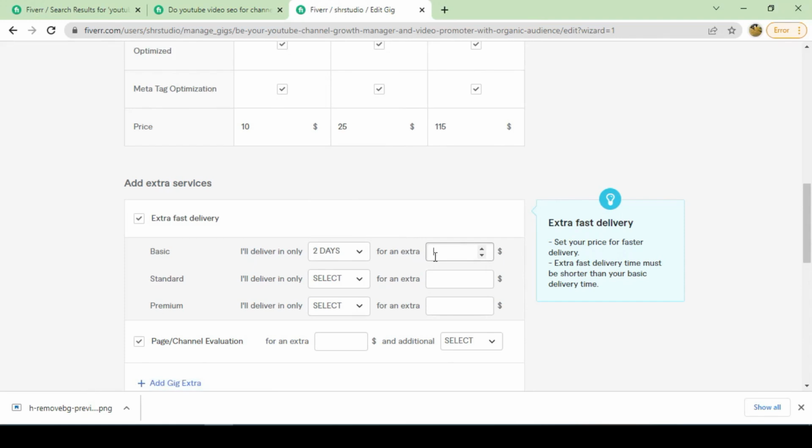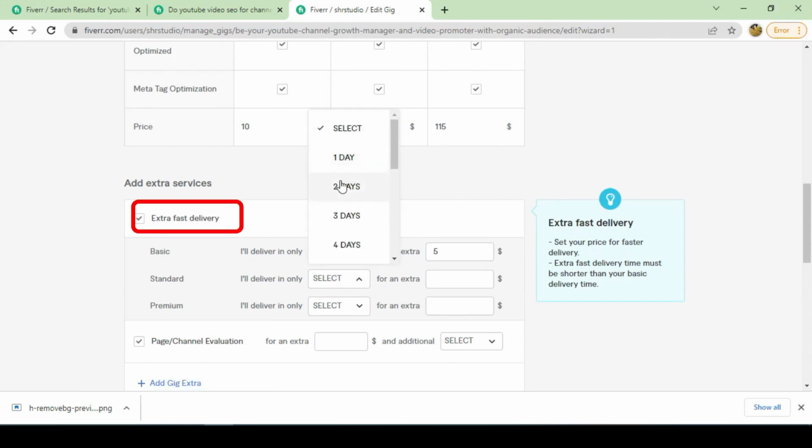As we move to the next step, there is the option of extra fast delivery. It means that if you are delivering any of your packages in 7 days and someone wants you to deliver it in 1 or 2 days, you can set the price for the quick delivery in every package. So I am doing mine according to my services.